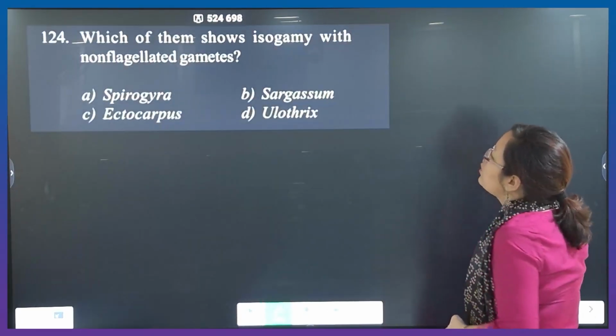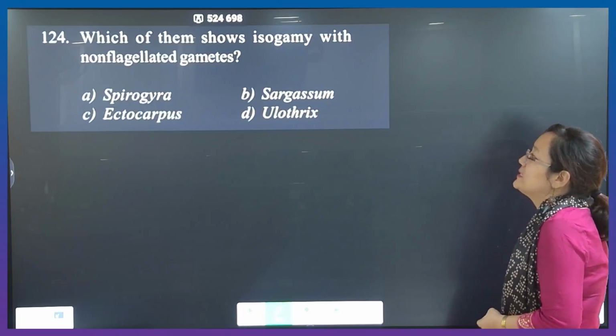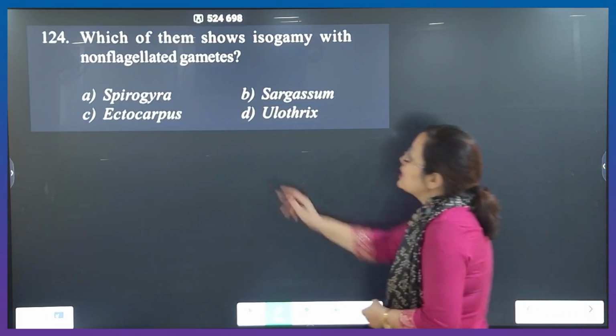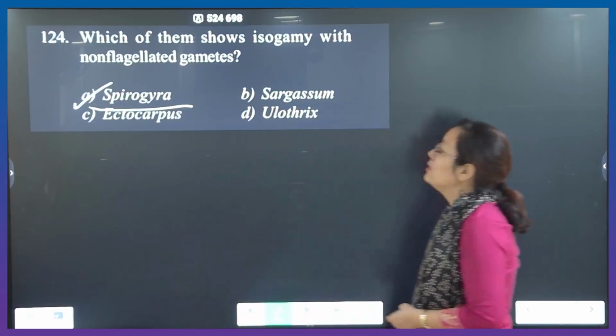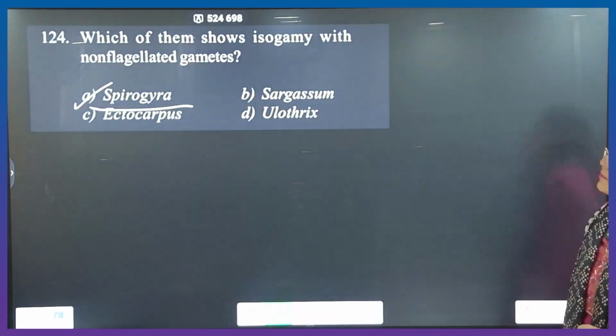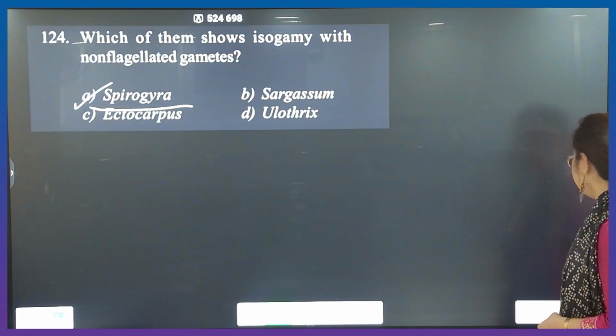124. Which of them shows isogamy with non-flagellated gamete? This will be Spirogyra. In the case of Spirogyra, the gametes are non-motile and are non-flagellated.